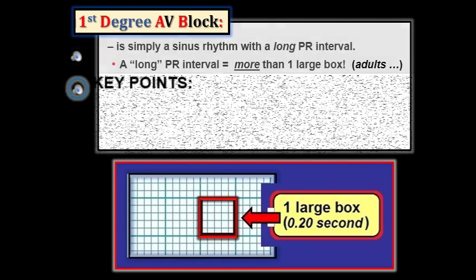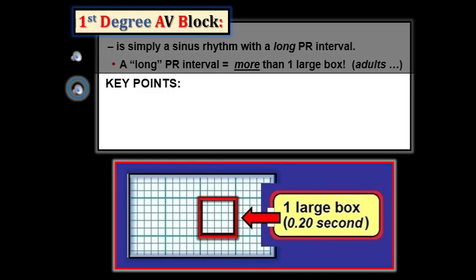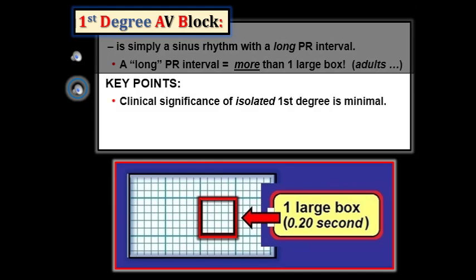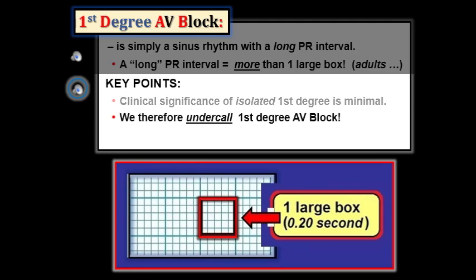Key points. The clinical significance of isolated first-degree AV block is minimal. That is, even if the PR interval is markedly prolonged, if this is the only ECG abnormality you have in an otherwise healthy adult, it is usually not of clinical significance. Keep in mind that normal healthy athletes often have PR intervals of 0.21 second or more, which is due to the fact that the AV node may be influenced by an increase in vagal tone. Therefore, we generally undercall the finding of first-degree AV block unless the PR interval is clearly more than one large box in duration.